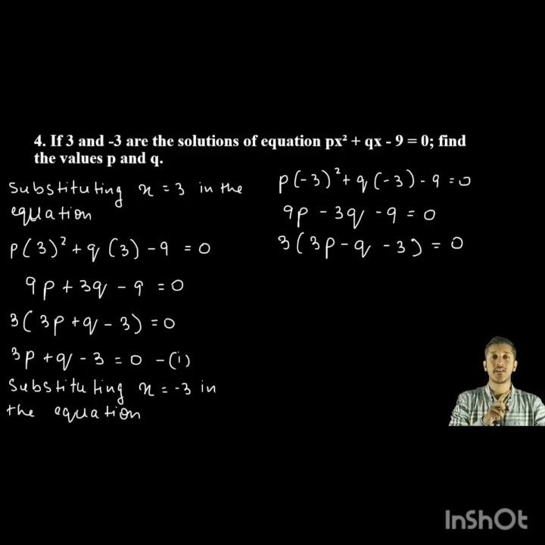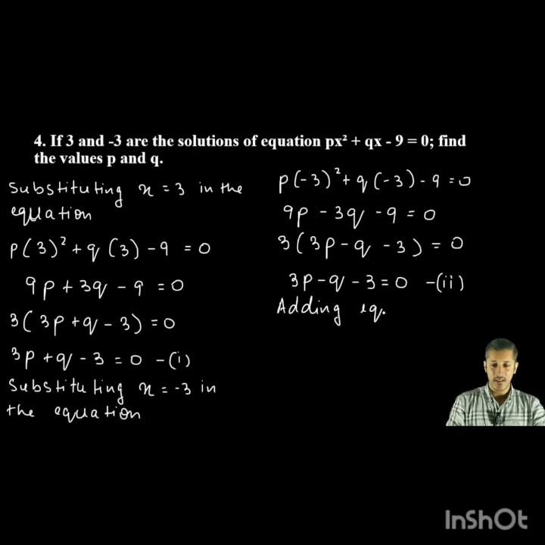Okay, again we can transpose the 3 to the right hand side, and 0 upon 3 will become 0, and the equation has become 3p minus q minus 3 equal to 0. This is our equation number 2. Now you can see these two equations we can directly add them. So adding equation 1 and 2. Okay, so let's see on adding what we will get.